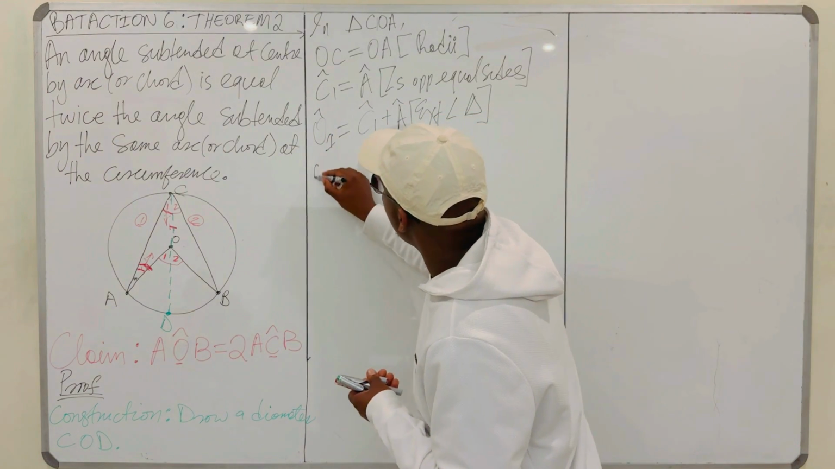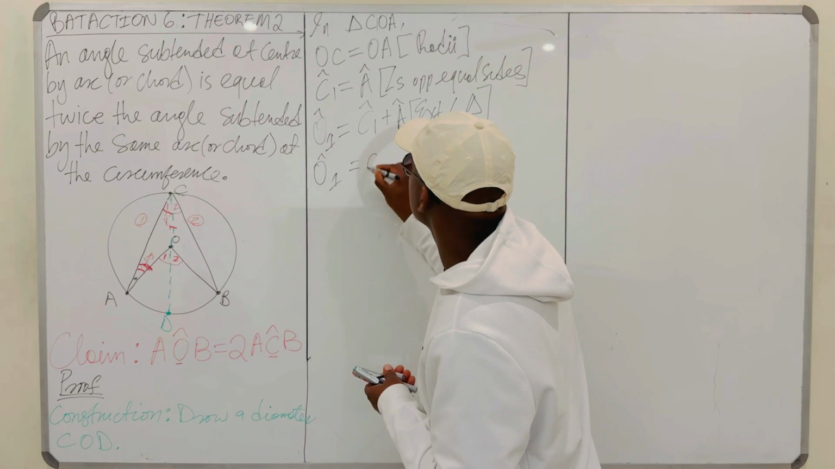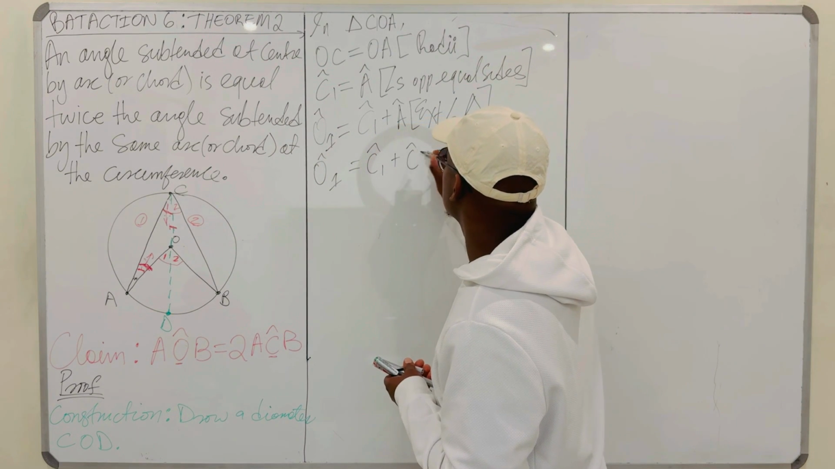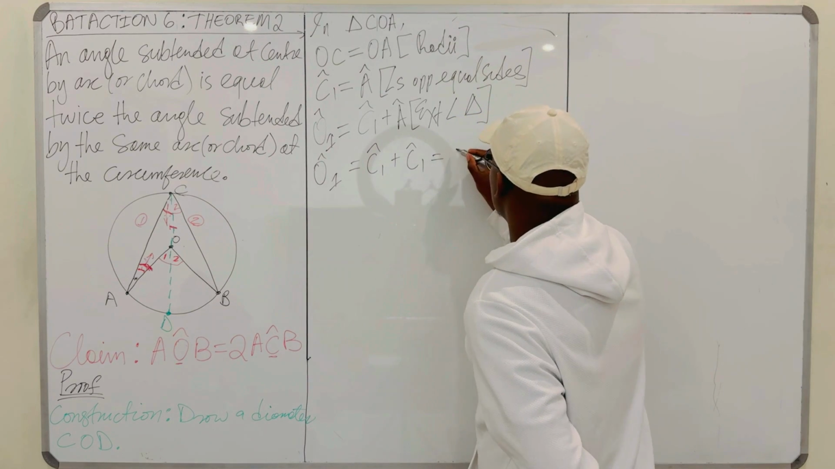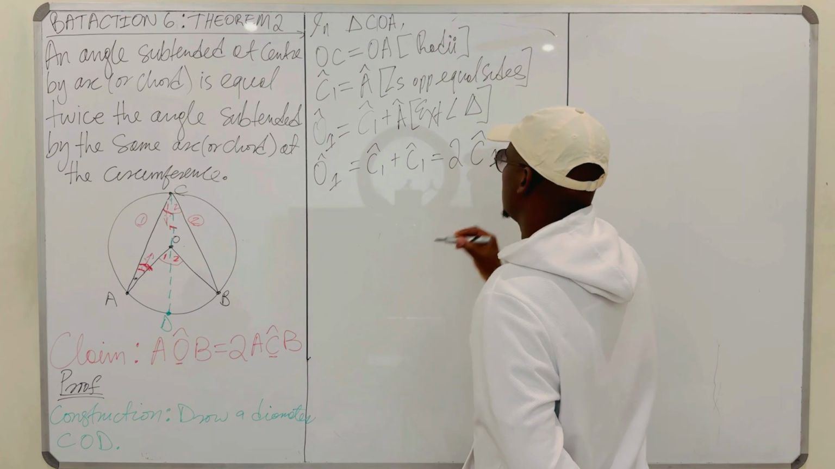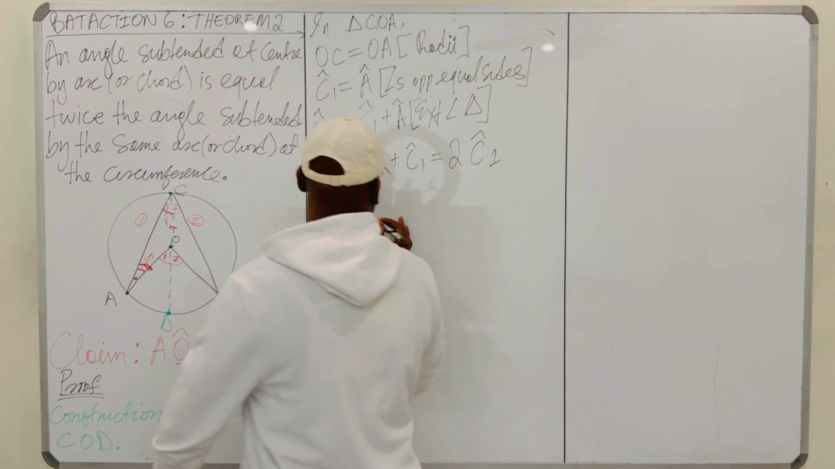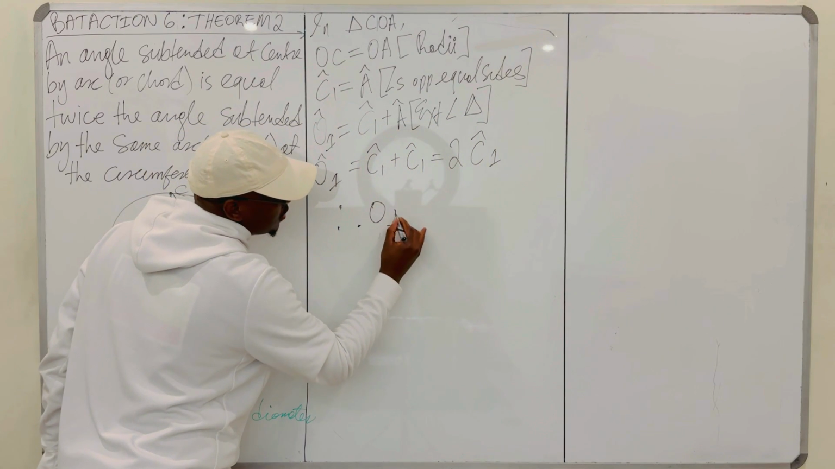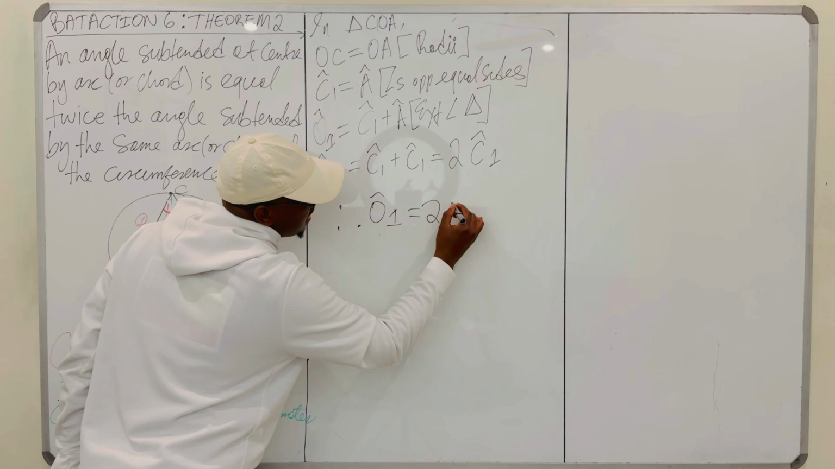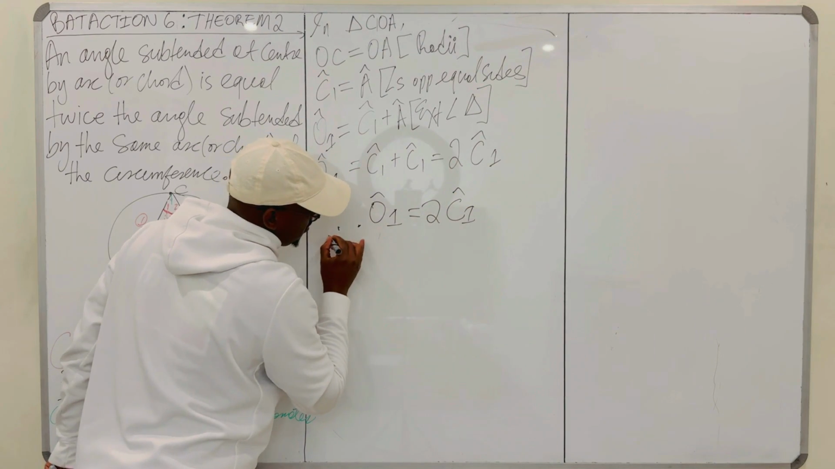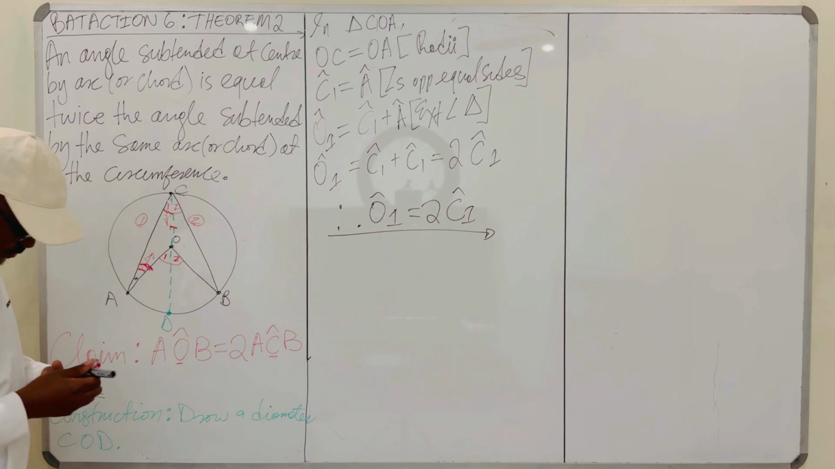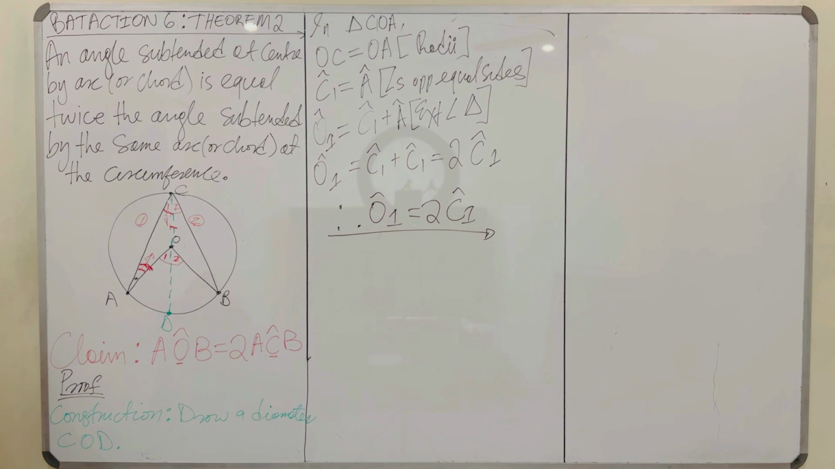So you get that your angle O1 is equal to angle C1 plus angle C1, which is equal to 2 times angle C1. Therefore, your O1 is equal to twice angle C1. You can leave it here for now. Is it clear? Yes. You do the exact same thing, but now on triangle number 2. It's the exact same thing. Are you guys following? Yes.